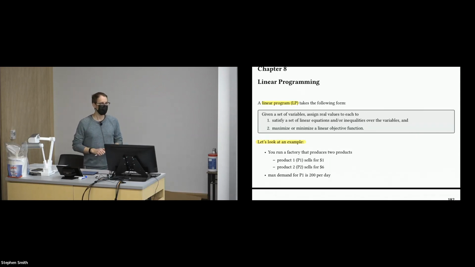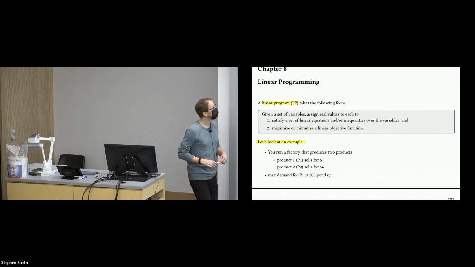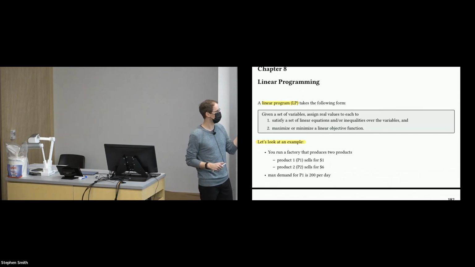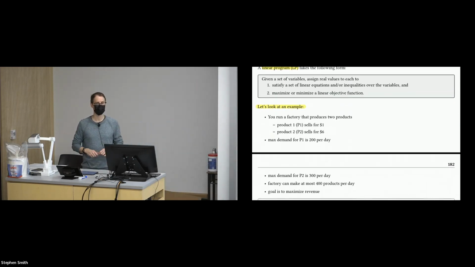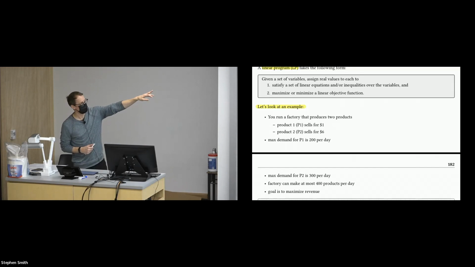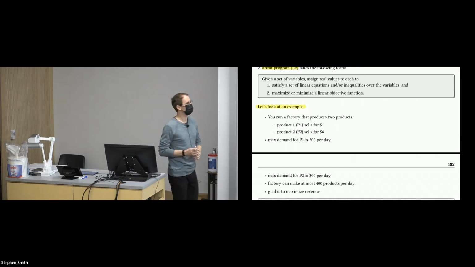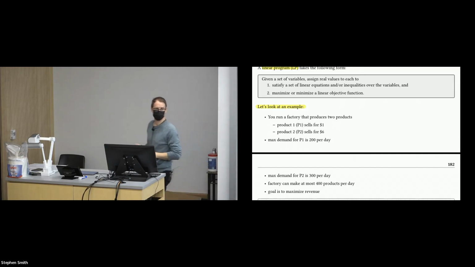So let's say you or me, we run a factory and we sell 2 products. Product 1 sells for $1, product 2 sells for $6 a piece. We also know the maximum demand for product 1 is 200 a day. The maximum demand for product 2 is 300 a day. And our factory can produce at most 400 products per day between P1 and P2. And our goal is to maximize, let's say, revenue. So just maximize the sum of the dollars that we would receive for selling our products.